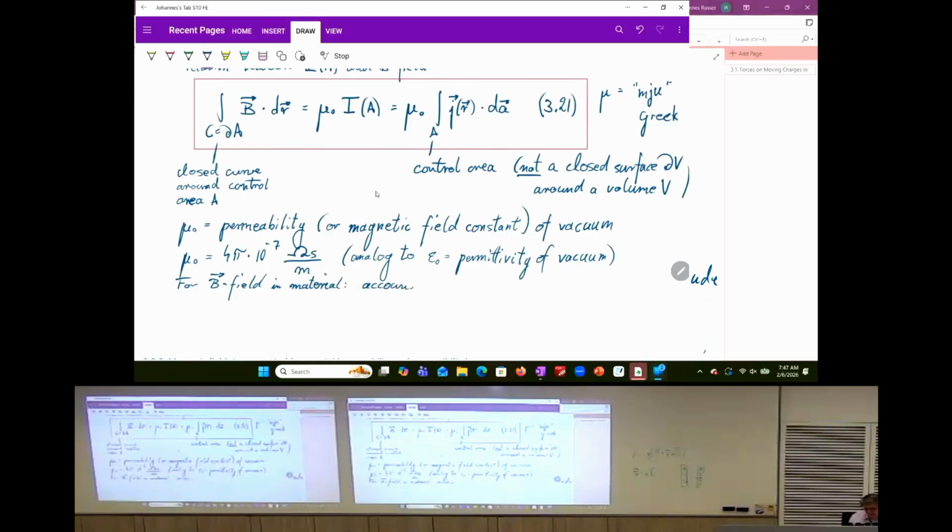You account for that by using the relative permeability, denoted as mu sub r. This is also an analogy to what you have for the permittivity. There you also have an epsilon sub r, and here for the permeability, you also have a relative permeability. So you have your mu r here, and you need this for the B field in material, and this is your free space permeability.